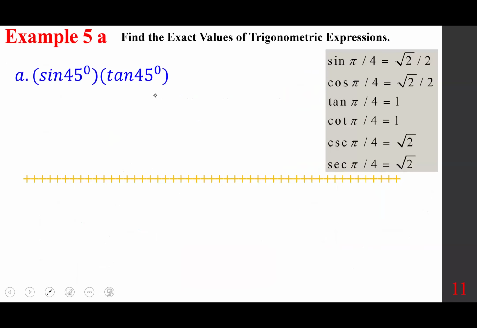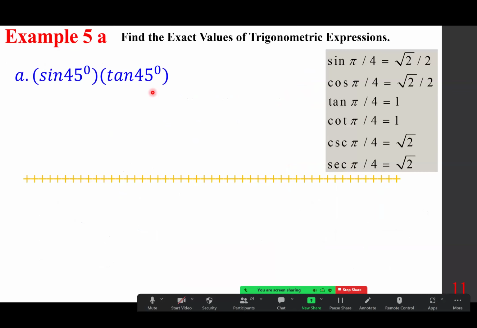So what is sine of 45 times tan of 45? And we are supposed to know this by heart. Common arcs, you have to memorize it. This is square root of 2 over 2. This is 1. Their product is square root of 2 over 2.